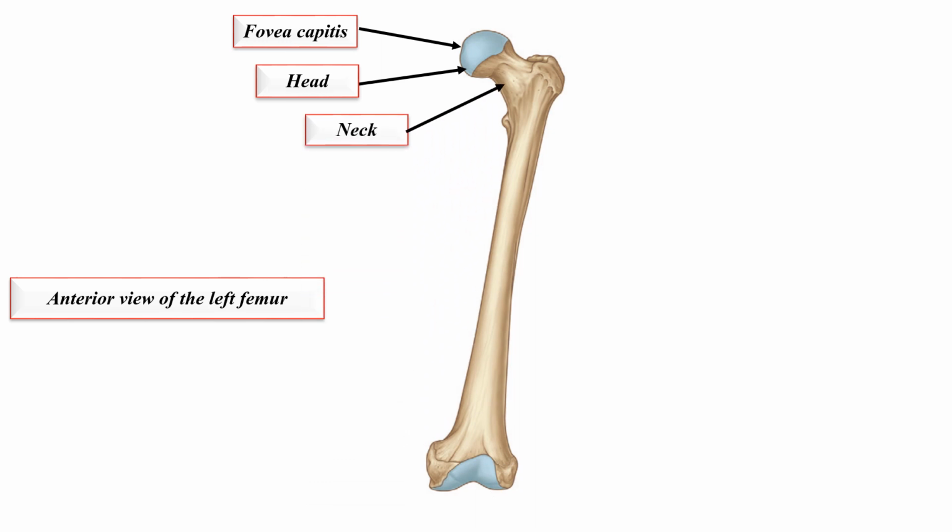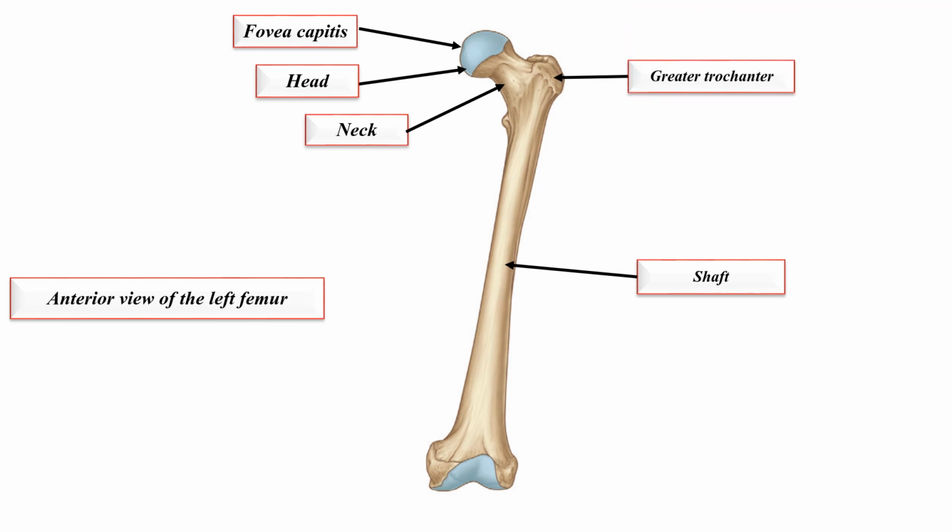This is the neck of the femur. It proceeds upwards, medially and slightly forward to attach to the head of the femur. Distally, this is the shaft of the femur. It has a convex anterior surface. The anterior surface of the shaft is smooth and rounded.